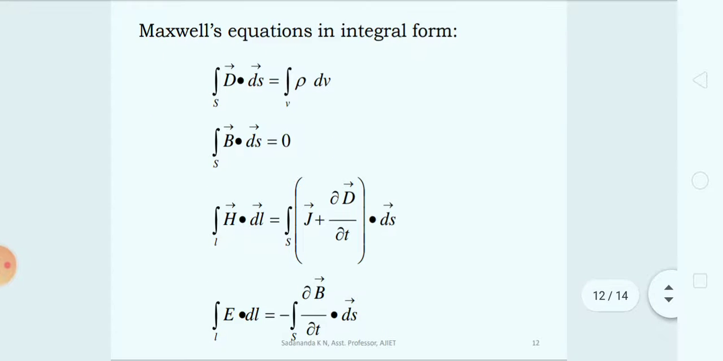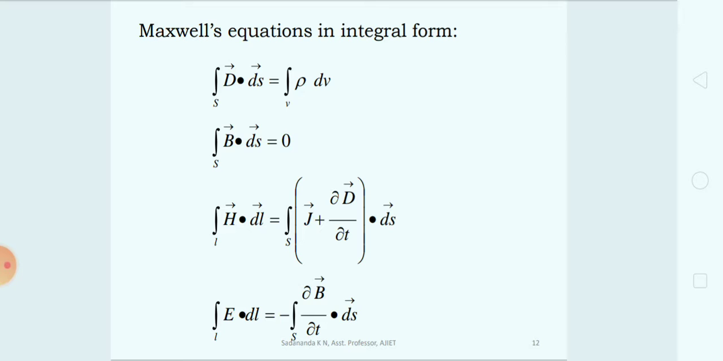Next topic is Maxwell's equations in integral form. So the same thing we have written in terms of integration. Divergence of vector D, that is nothing but the surface integral of vector D dot ds, that's the flux density, equal to the volume integral of rho v dv. Second is the surface integral of vector B dot ds, equal to 0. And the third one, curl of vector H, can be written as the line integral of vector H dot dl is equal to the surface integral of open bracket J plus dou by dou t of vector D dot ds.